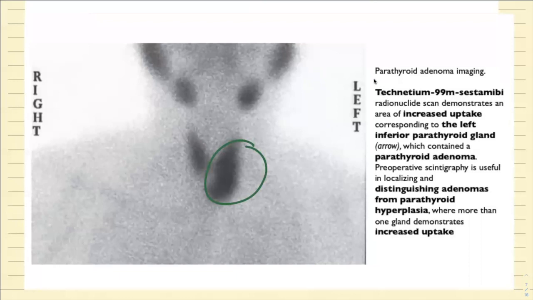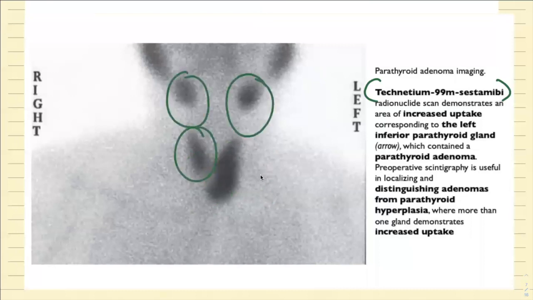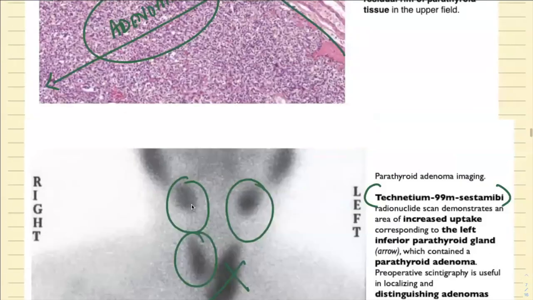So this is classically a technetium 99m sestamibi radionuclide scan. Over here we can see there's an increased uptake in the left inferior parathyroid gland. And this is basically containing the adenoma. And therefore, this type of scan is very important to differentiate from parathyroid hyperplasia. Because in hyperplasia, you will see all the 4 glands are equally enlarged. But in adenoma, only 1 gland is enlarged. This is how we differentiate the adenoma from hyperplasia. Is this point very clear to everyone?